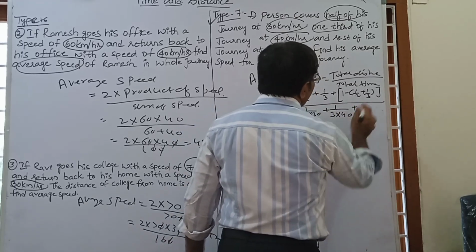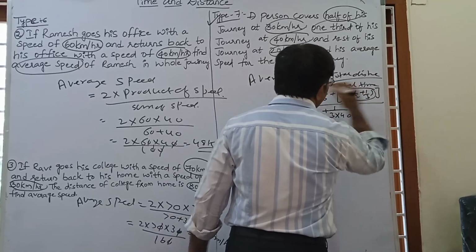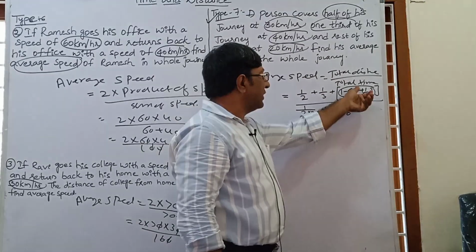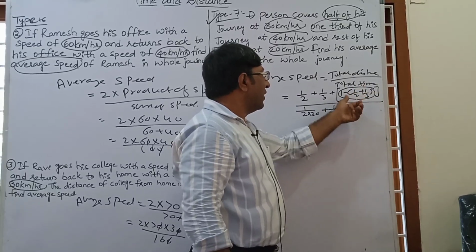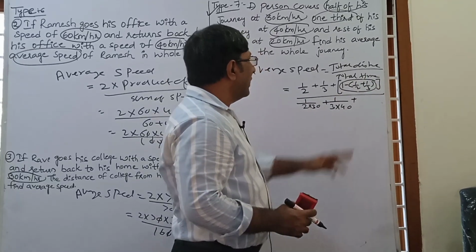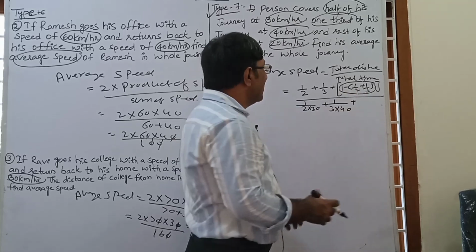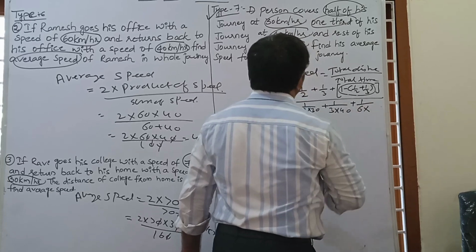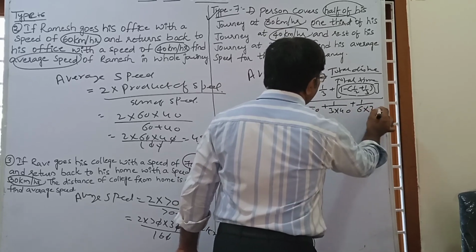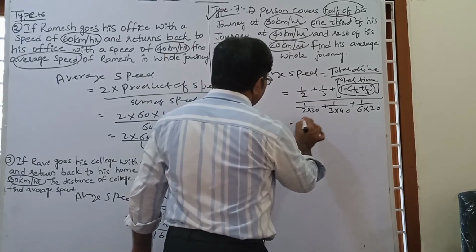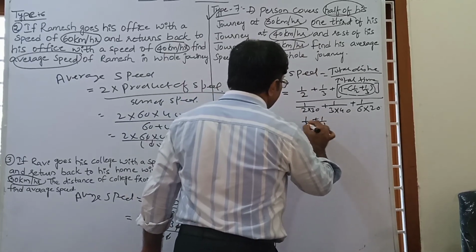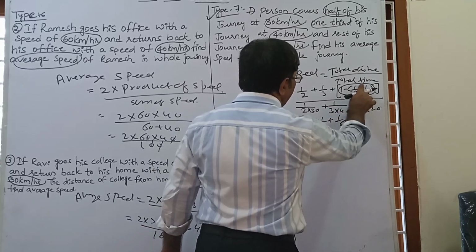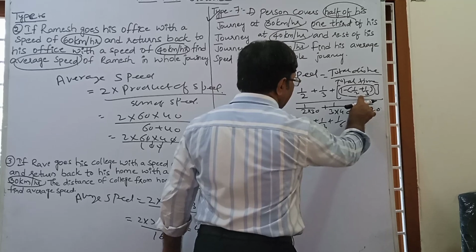Again this is remaining. What is this remaining portion? If you solve it, then the LCM is 6. So 6 by 2 is 3, 6 by 3 is 2, that is 3 plus 2, 5 by 6. So 1 minus 5 by 6 is 1 by 6. So this distance is 1 by 6, and now the speed is given as 20 km. So this is 1 by 6 into 20. Half plus 1 by 3 is 5 by 6, so 1 minus 5 by 6 is 1 by 6.